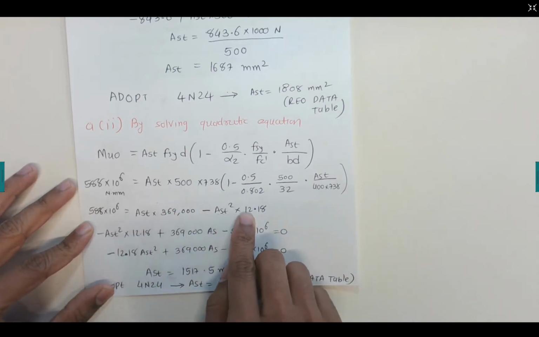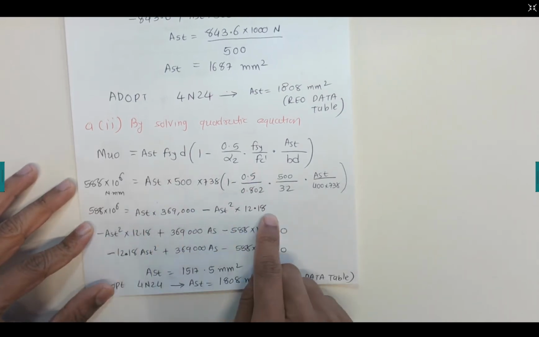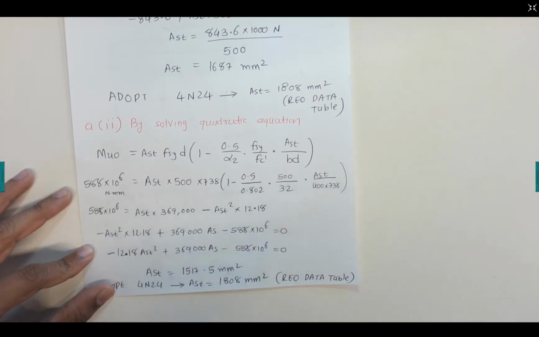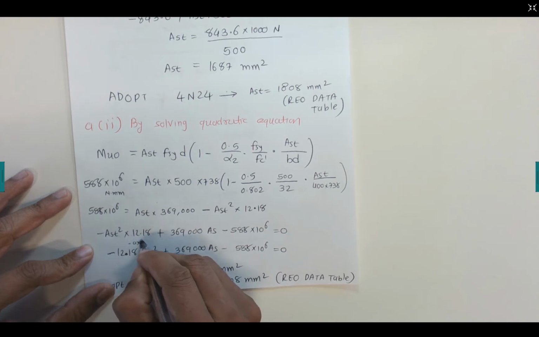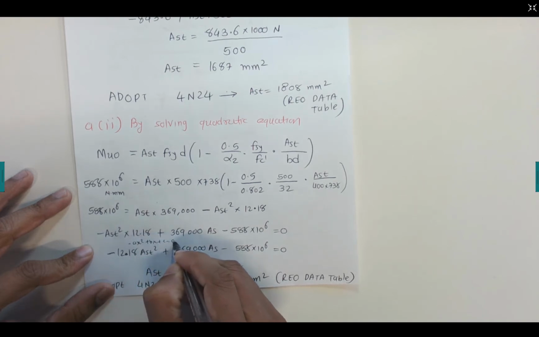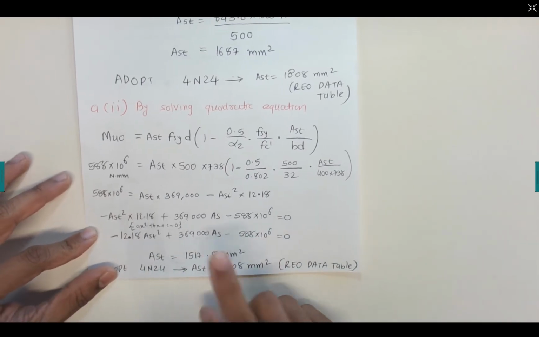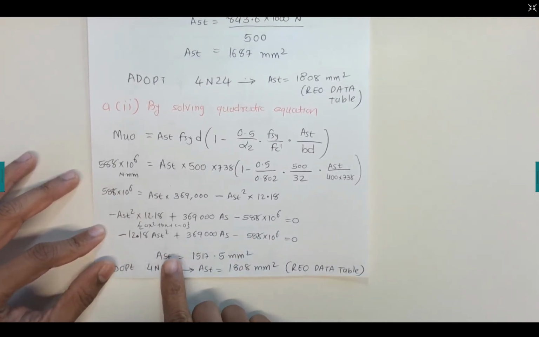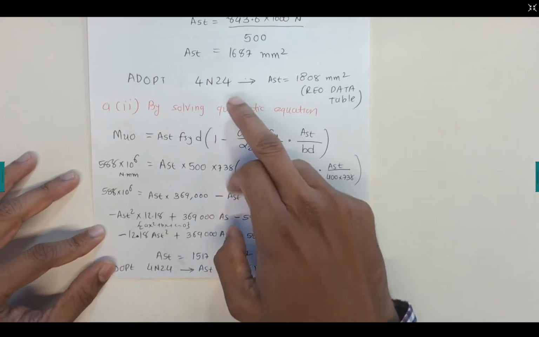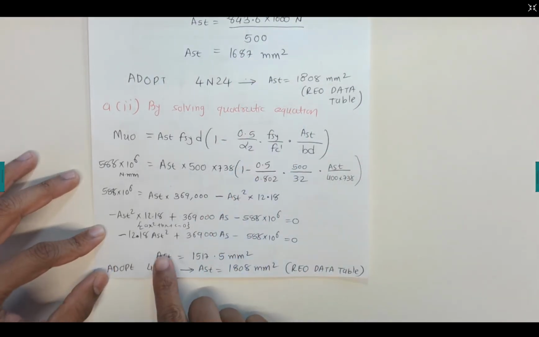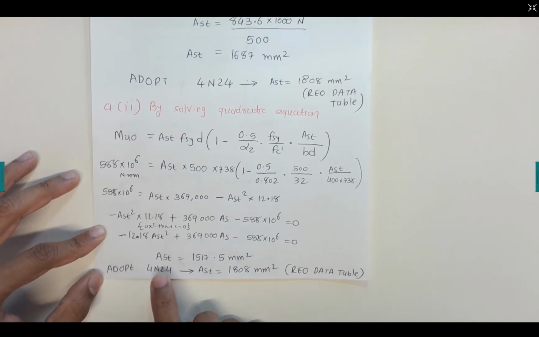Simplification of this whole equation, if you expand these brackets, gives us this quadratic equation. Further simplification in the form of, let's say, ax squared plus bx plus c equal to 0. In that format, you can use a scientific calculator or online tool to calculate the area of steel reinforcement. It has a smaller value using these two methods, but still we can use these 4 bars using this steel reinforcement, which is 4 N24 Ast.